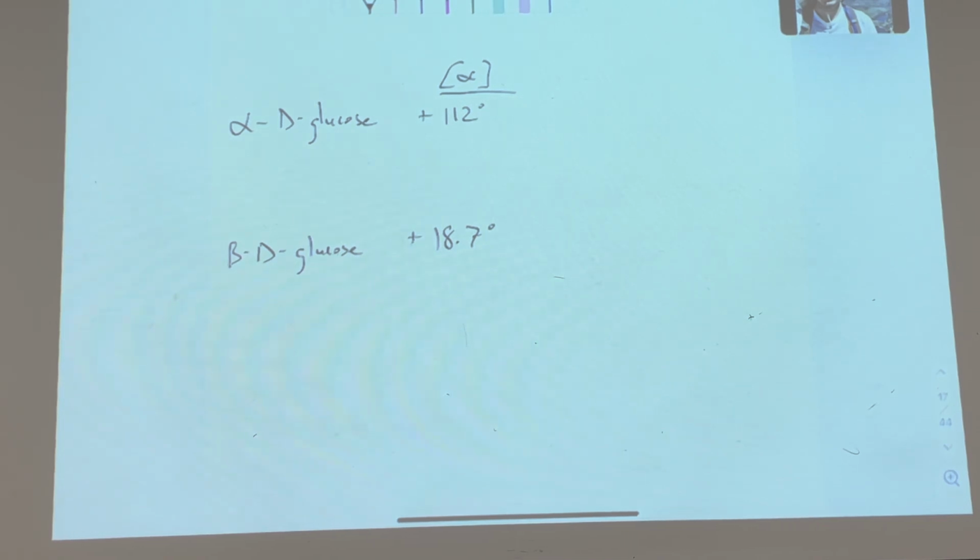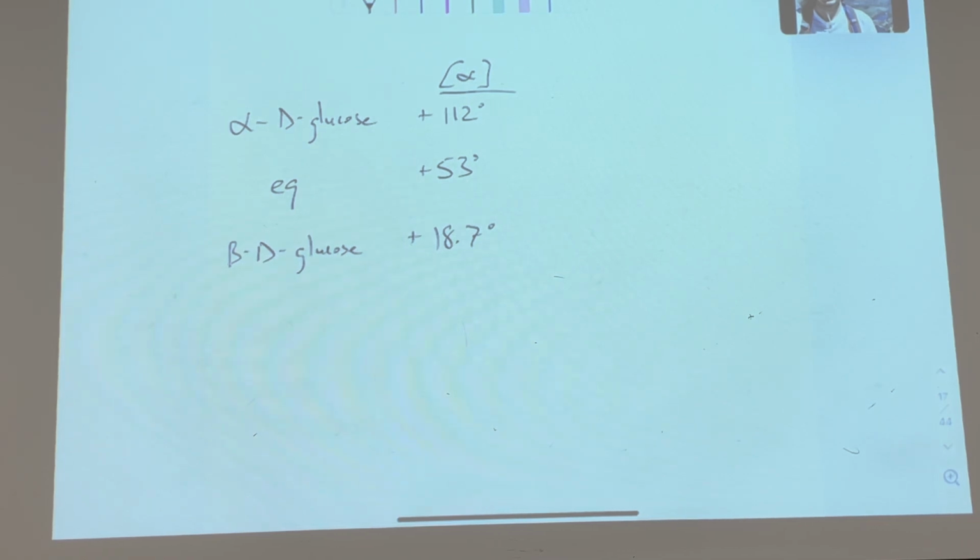So if you were to take the alpha anomer, put it in water, and measure the optical rotation, you would get plus 112. If you came back an hour later, you would notice it's no longer 112. It will decrease. You come back an hour after that, it will have decreased even further. It will eventually reach an equilibrium value of about 53. So what that's telling us is something is happening to the chirality of this molecule. It is not static.